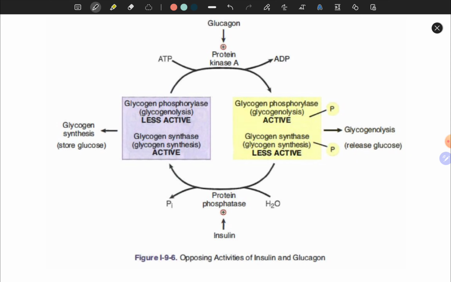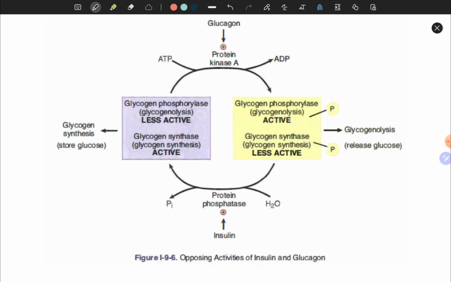While dephosphorylation of this enzyme makes it less active. Insulin causes what? It stimulates protein phosphatase, which removes the phosphate. These two pictures show you hormonal regulation.